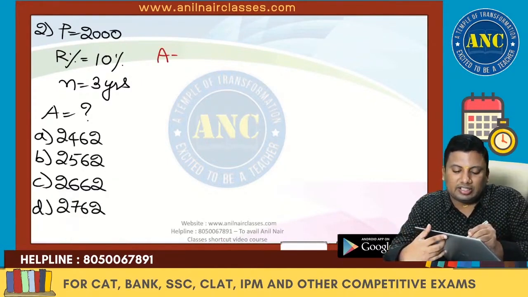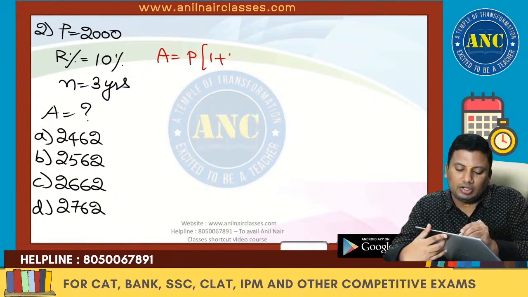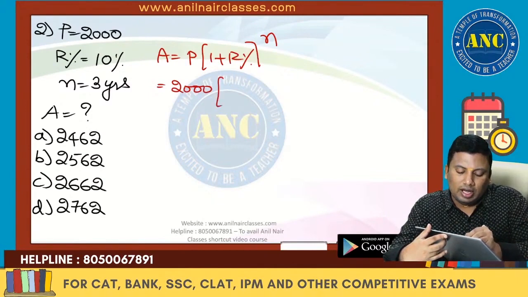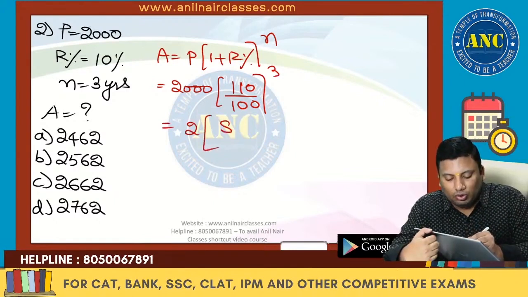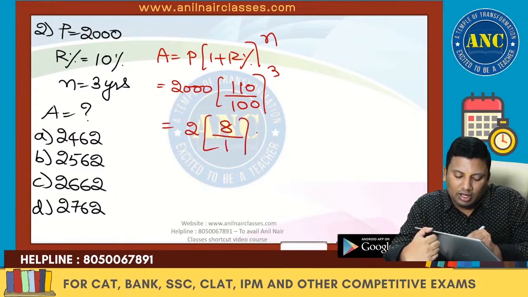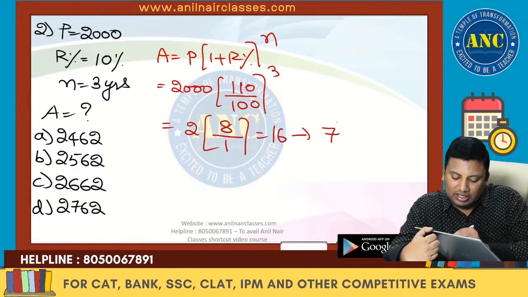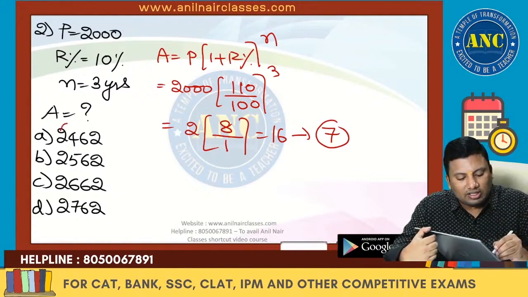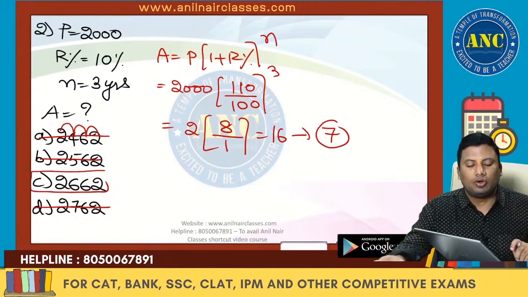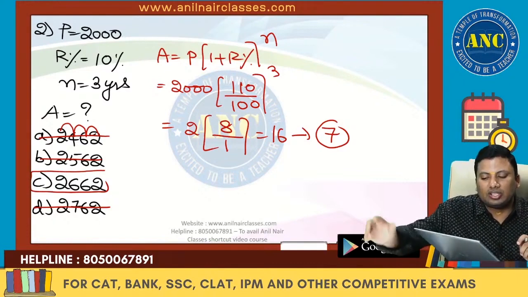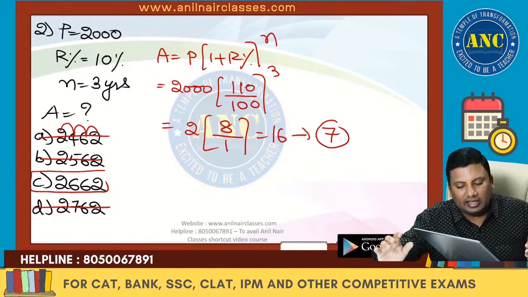If I use a digital sum, this is an original exam question, sir. P into 1 plus R percentage power n: 2000 into 100 plus 10, 110 by 100 power 3. 2000 digital sum is 2. 110, 1 plus 1, 2. 2 cube is 8. 100 is 1. 2 8s are 16, 1 plus 6 is 7. So these are incorrect, these incorrect, these incorrect. So the answer for this question is 2662. I hope the idea is clear.